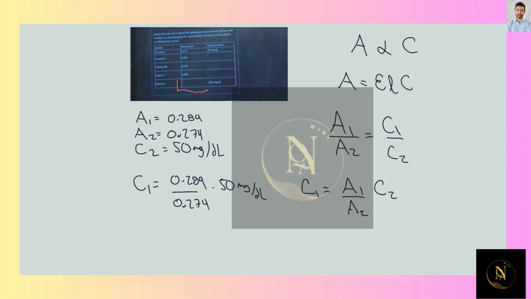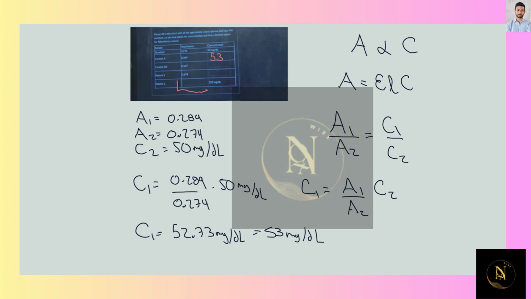The result that we get for C1 is equal to 52.73 milligrams per deciliter. And since we're told to not put any decimal places for concentration, this would be equal to 53 milligrams per deciliter. So the first slot over here, we would get a 53.